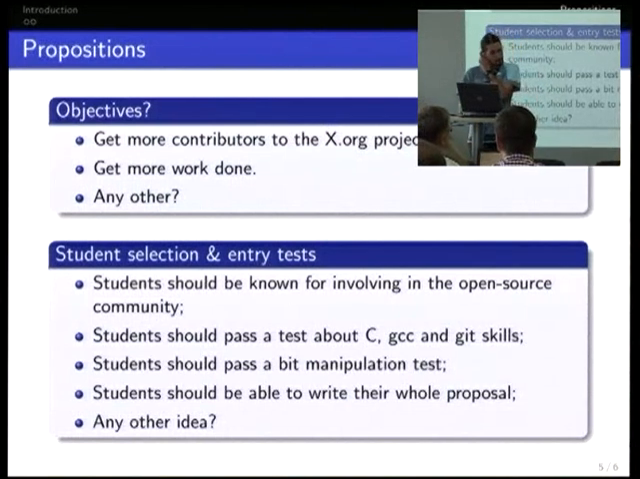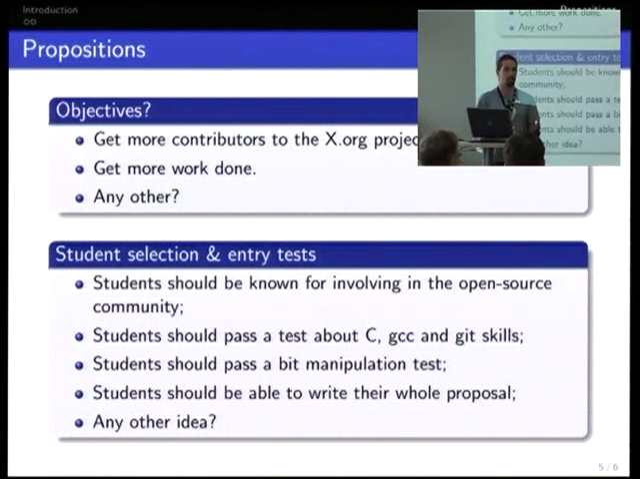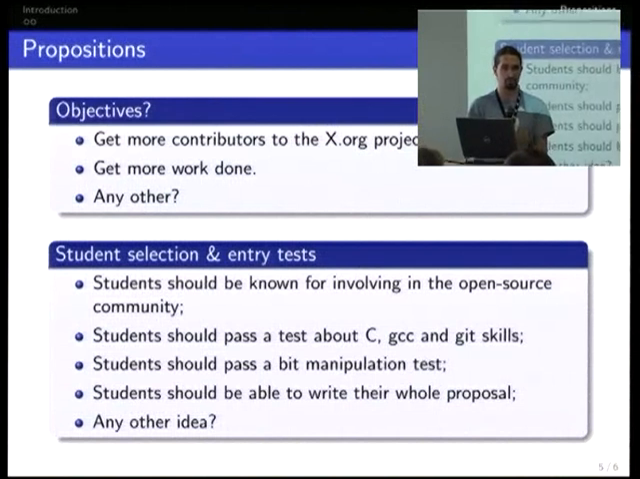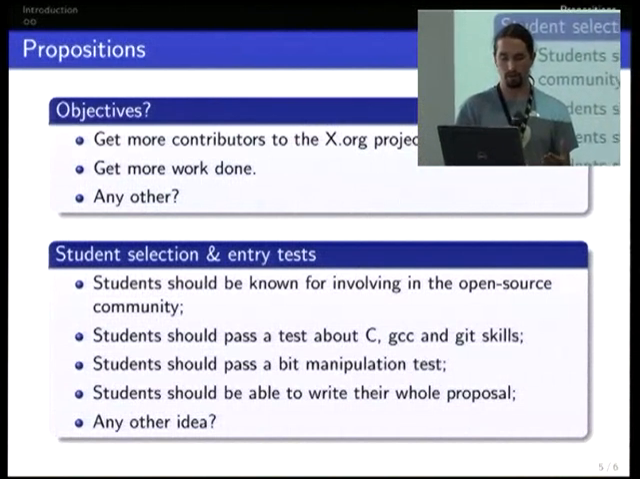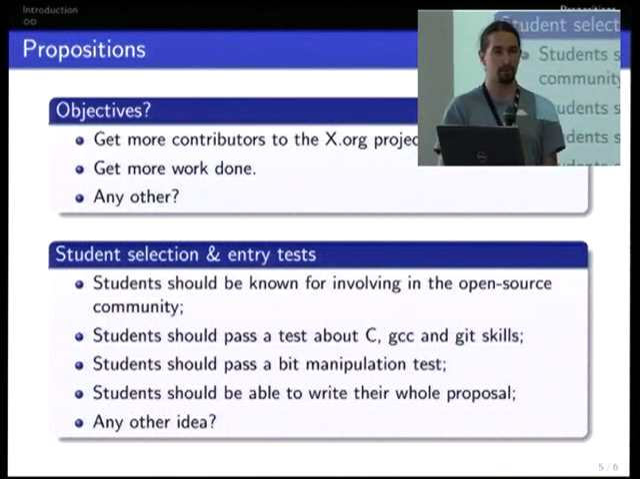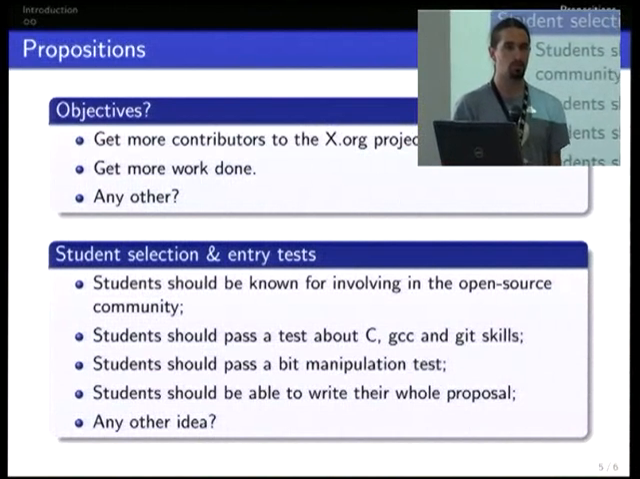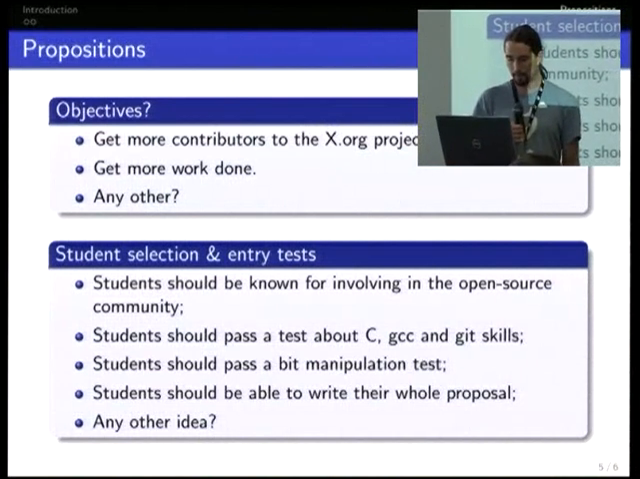So this is why I would like to write a test: a C test, a GCC test, and Git skills. It could be like a small project that should take about an hour or two for someone who is already well trained or knows how to use this stuff. Otherwise, it could be a good starting point for students to know what they should learn before applying for the EVoC. So again, it's not to waste anyone's time.